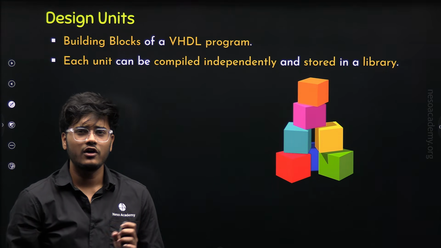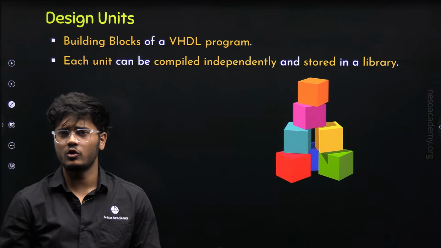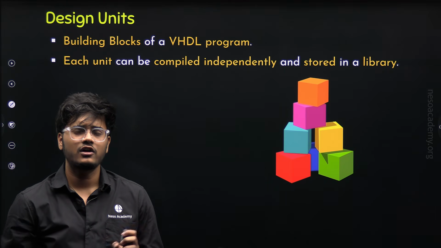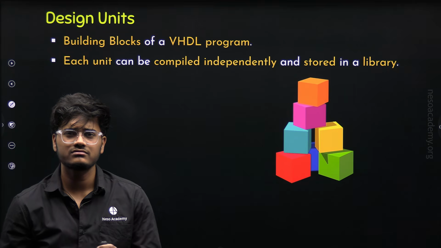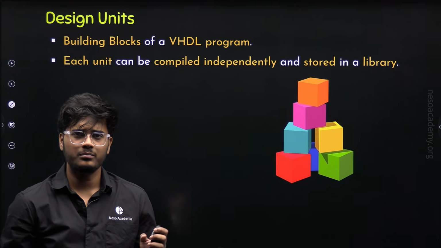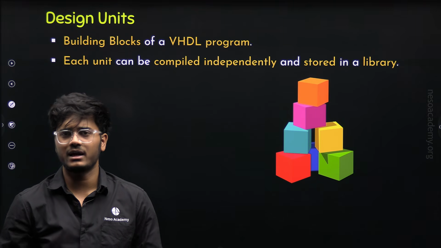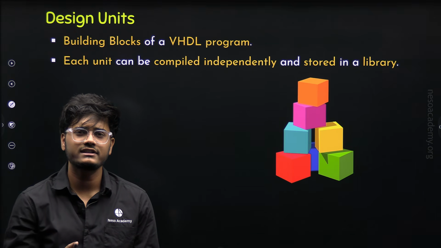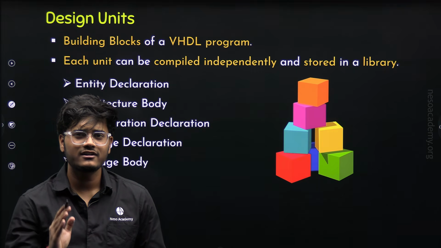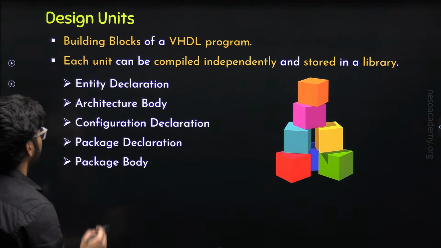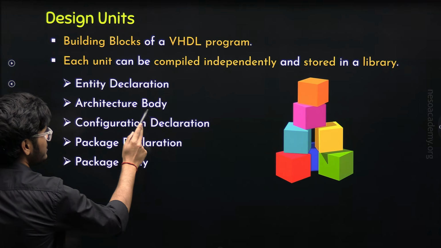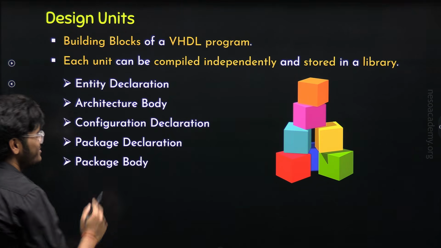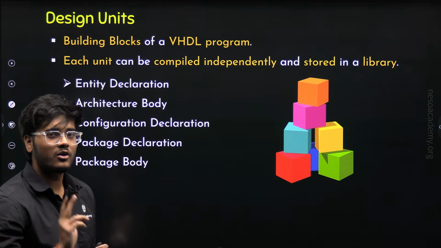So, in VHDL, we can write an independent block of code that can be saved inside a library. For example, we can write a VHDL code for a package declaration and package body. Then we can compile them together and store them inside a library. Now let's see different types of building blocks, means different types of design units. There are 5 types of design units: entity declaration, architecture body, configuration declaration, package declaration, and package body. So let's see them one by one.